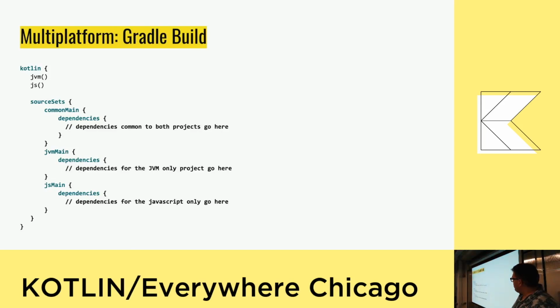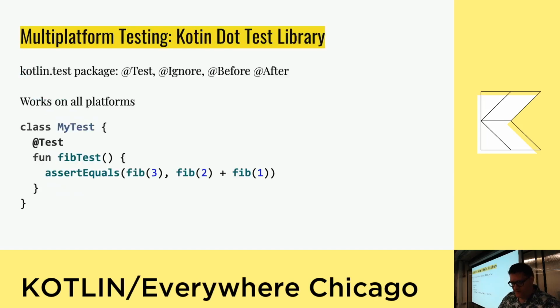So if we want to do something like JSON parsing in the JVM project, we might add a Jackson dependency into JVM main. But on the JavaScript side, we would just use the built-in JSON support that's there in JavaScript by default. So now that everyone's on the same page with multi-platform, let's have a look at testing.